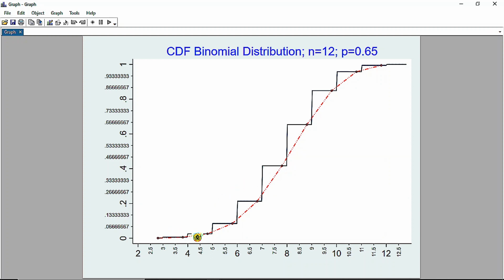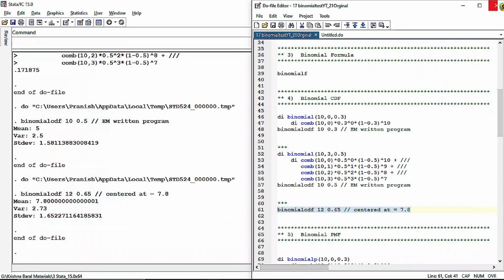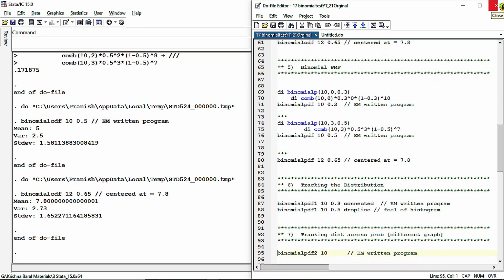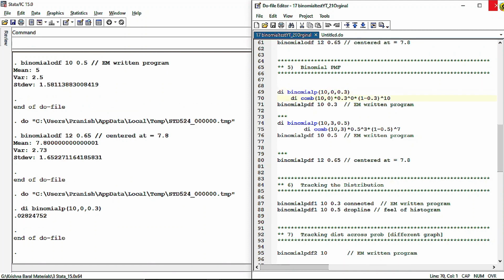And this graph represents that the binomial distribution is a discrete distribution. Now let us calculate the probability mass function for the same values. So this is binomialp, the Stata function to calculate the probability mass function for the binomial distribution, and the arguments we need to supply are n, the number of successes, and the probability of success. So we are again ensuring 0 successes out of 10 trials when the probability of success is 30%. Again, it should be somewhere around 3%.